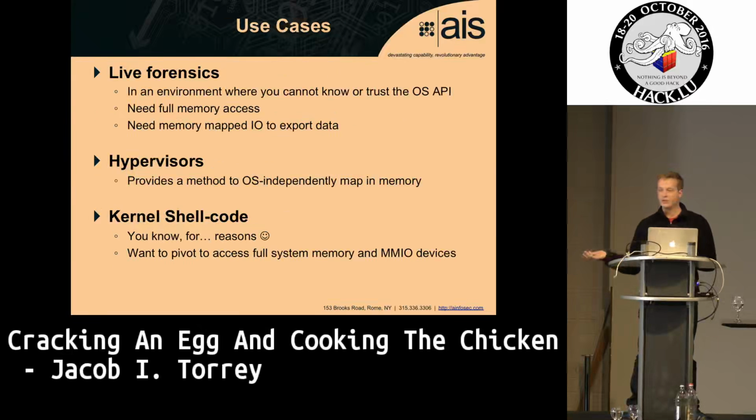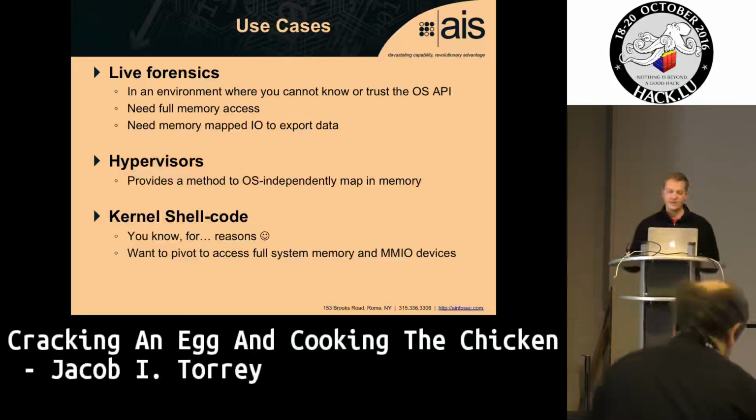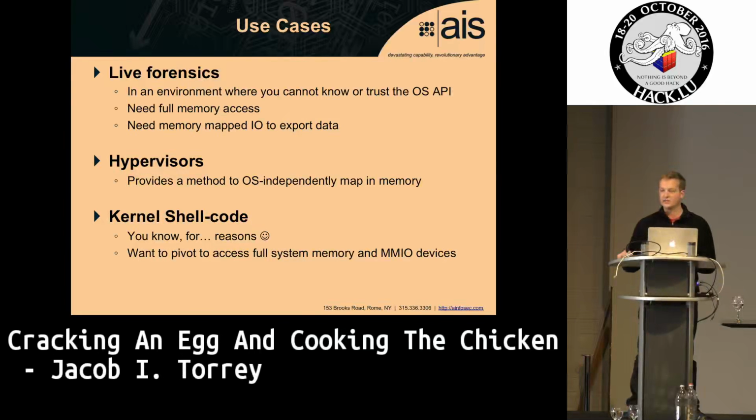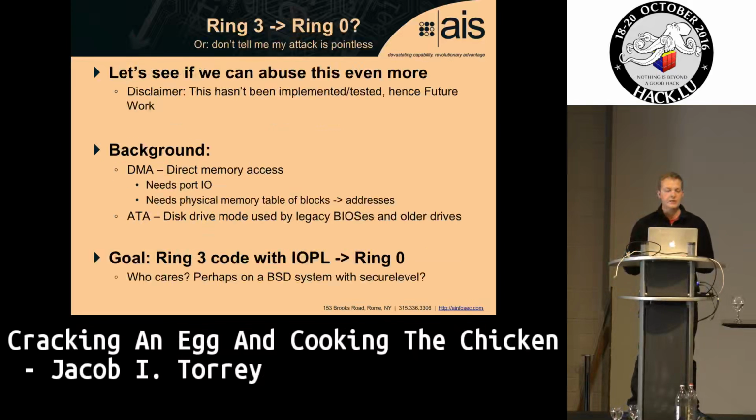So if you want to do this, you can do live forensics. So if you don't necessarily trust the OS API to do memory, if you need full memory access, or if you want to, you know, for reasons, have kernel shellcode and you want to access full system memory and memory mapped I/O without calling any system calls that might be logged. So I complained to Intel about this, and they said, oh, don't worry, it's not a vulnerability because you already had kernel access.